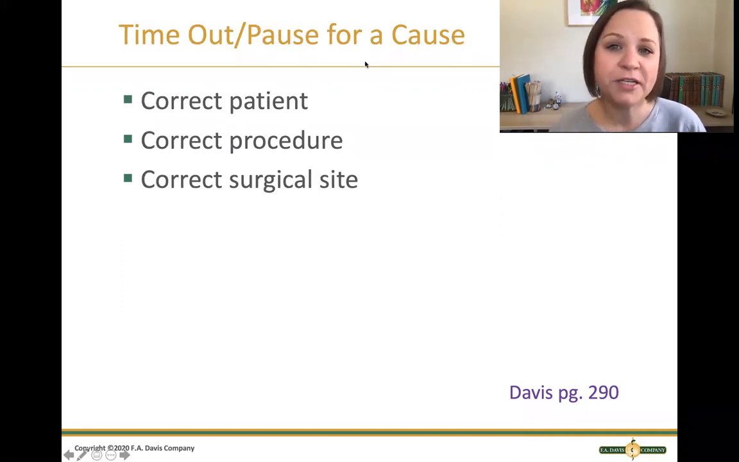Time out, or a pause for cause, is something that should happen before every single surgery with the surgeon and the patient who's still awake, and the nurse. And this allows everyone to confirm the correct patient, the correct procedure, and the correct surgical site. Maybe they're taking off the left leg. We want to make sure they're taking the left and not the right. It's a formal procedure to make sure that the correct patient and surgery is identified.